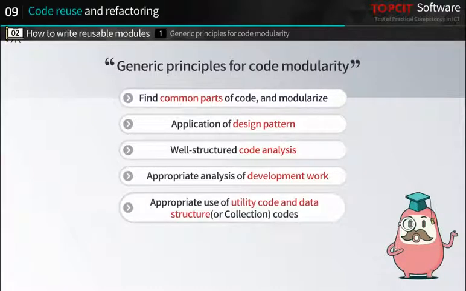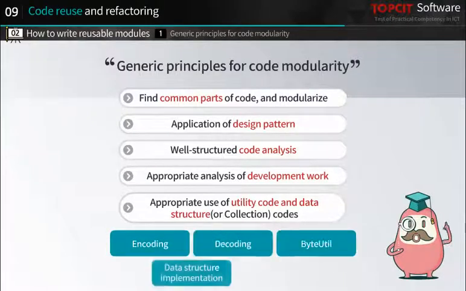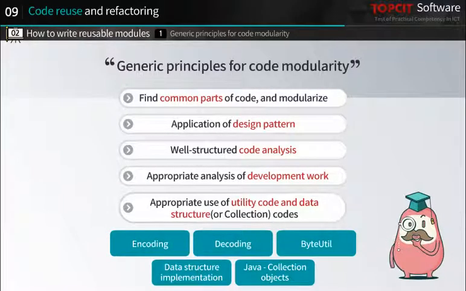Finally, utility code or data structure code is used appropriately. People who have been developing for a long time have their own utility code. For example, they are code for encoding, decoding, byte utilities, and data structure implementation. In Java, many of these data structures are implemented in the collection objects, and in addition to these, you need to have code that suits you.